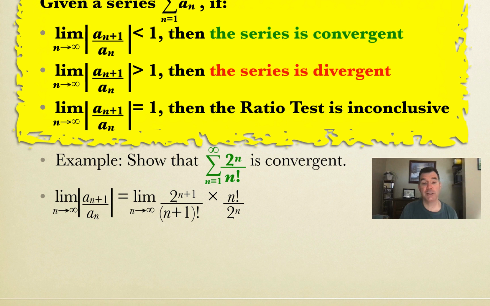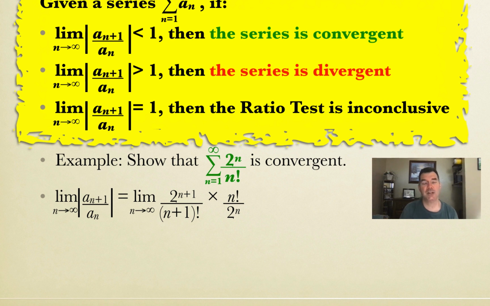So the n plus 1 term looks like 2 to the n plus 1 over n plus 1 factorial. Basically, I'm replacing every n with n plus 1 in the formula that I was given. And instead of dividing by 2 to the n over n factorial, I'm just going to multiply by the reciprocal of that, which is n factorial over 2 to the n.